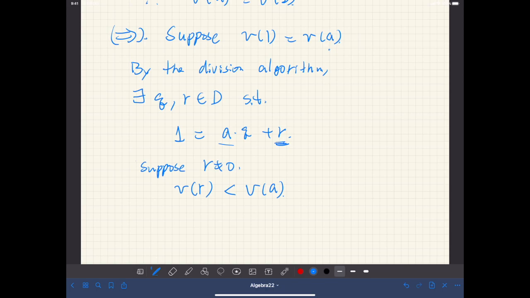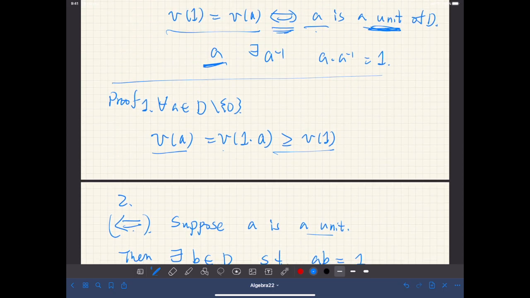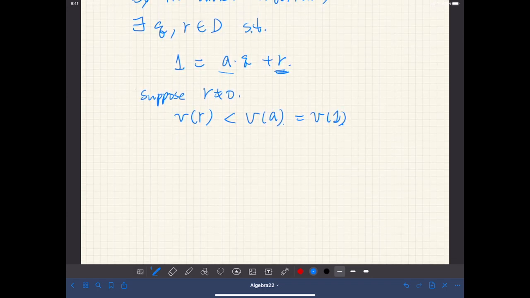But by assumption, V of A is equal to V of 1. However, according to part 1, this cannot happen. So for every A, V of A is greater than or equal to V of 1. So if for any element R, V of R is less than V of 1, this cannot happen. So this is a contradiction. Therefore, R must be equal to 0.